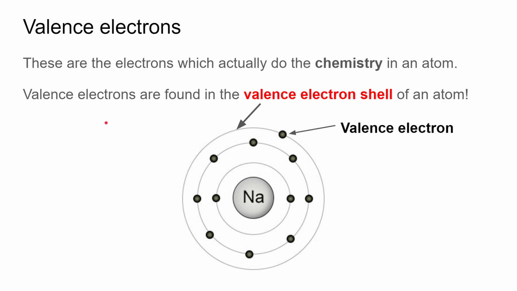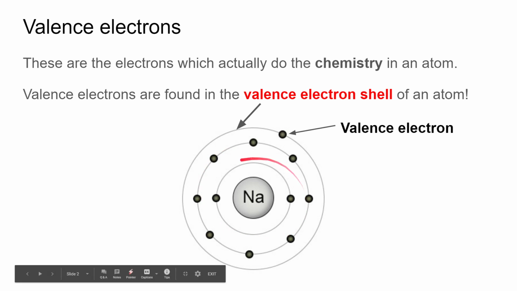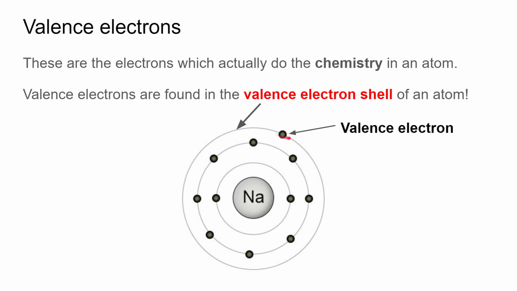You should know this, but this is some background knowledge. Valence electrons, these are electrons which actually do the chemistry of an atom. These core electrons don't do much chemistry. Valence electrons are found in the valence electron shell of an atom, so this is your valence electron right here.